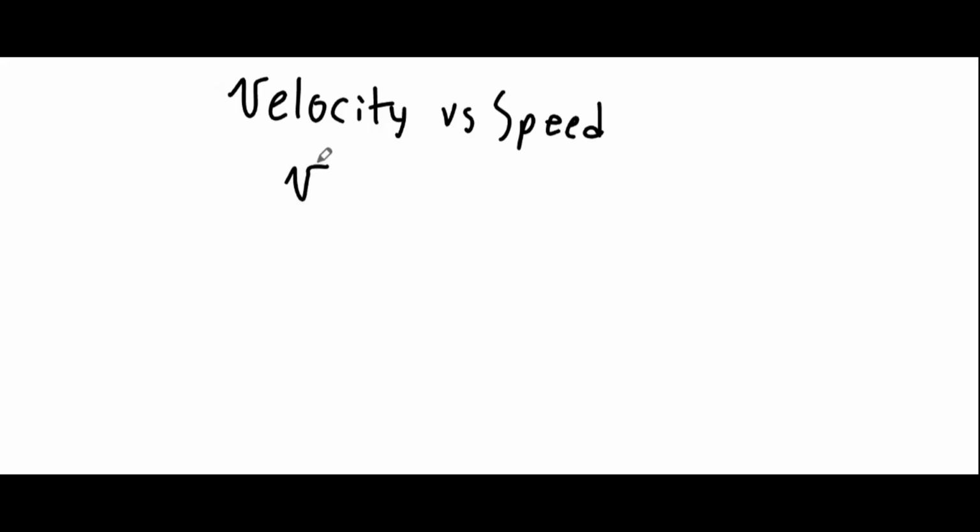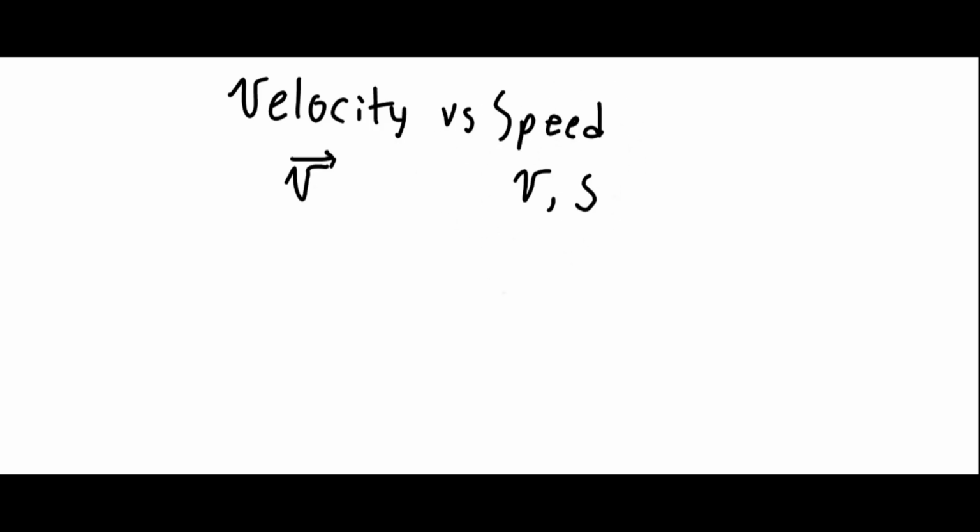I like to do it like kind of a weird cursive V with the symbol showing that it's a vector. And speed, usually just represented by a V without a vector, or sometimes people represent it with S. I don't really like doing that because it also kind of conflicts with arc length. We know kind of the general idea intuitively of what speed is.